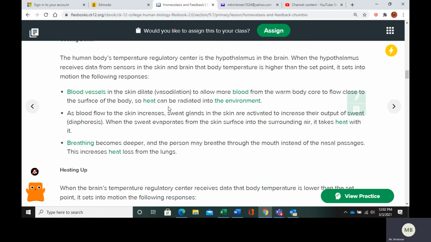So if you're exercising, you can probably sense that there's more blood flowing, but you can definitely sense that you are sweating because when you exercise, you get really warm. All right, when you exercise, you also breathe deeper, and you usually end up breathing out of your mouth because you can get more air out of your mouth and you can expel more heat from your body that way.